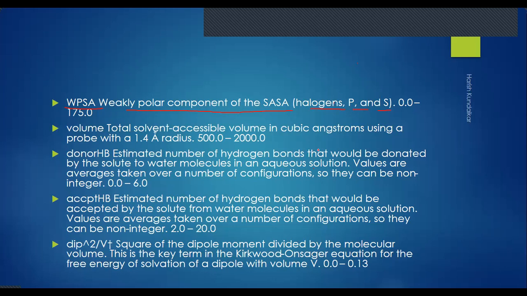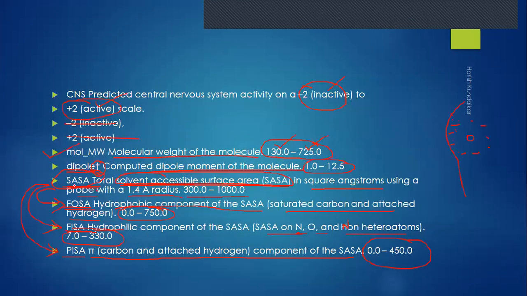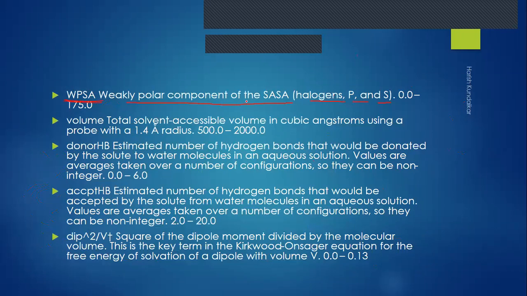So in the previous section, we were talking about the different components of SASA, that is FOSA, PISA, and then we went on to talk about WPSA, that is the weakly polar component of the SASA. Halogen, phosphorus and sulfur atoms that are present will be responsible for the weakly polar component of SASA. So this value should be in between 0 and 175.